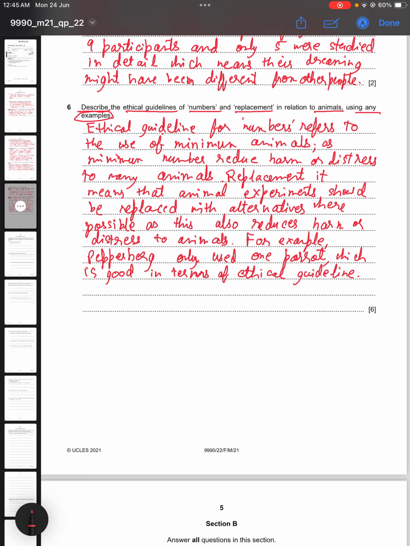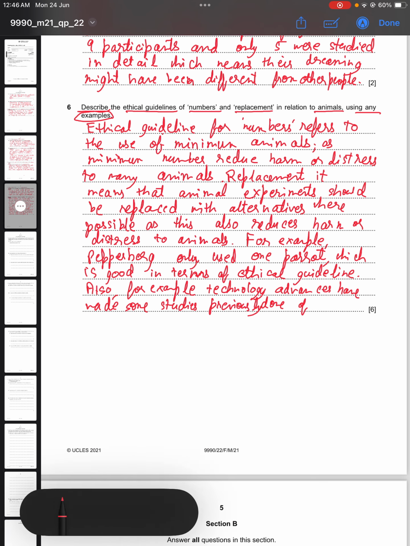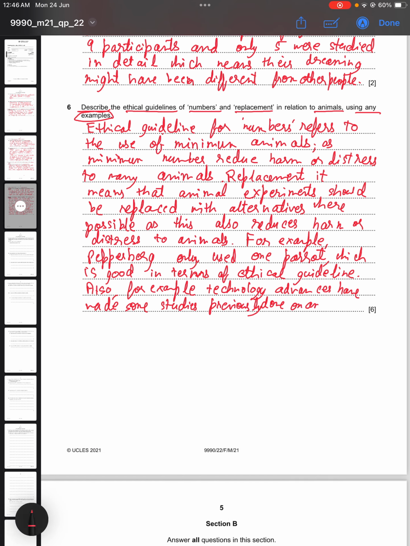And since we do not have any example from the core study which replaced the animals with any other alternative, so you can write any general example, which can be, for example, technology advances have made some studies previously done on animals possible on humans. So instead of animals, we can also use humans.